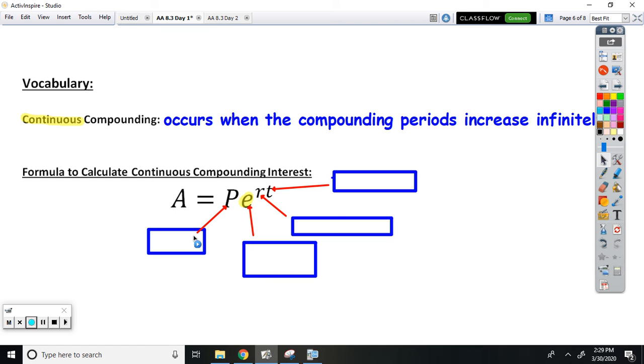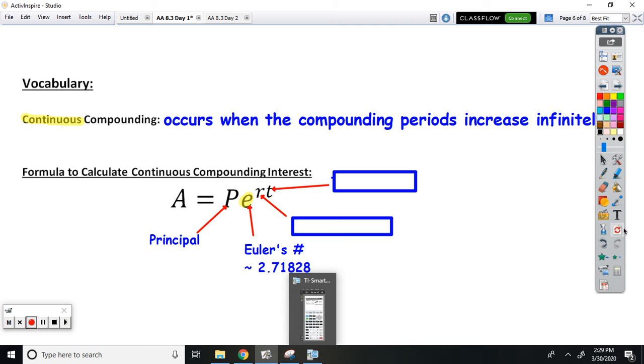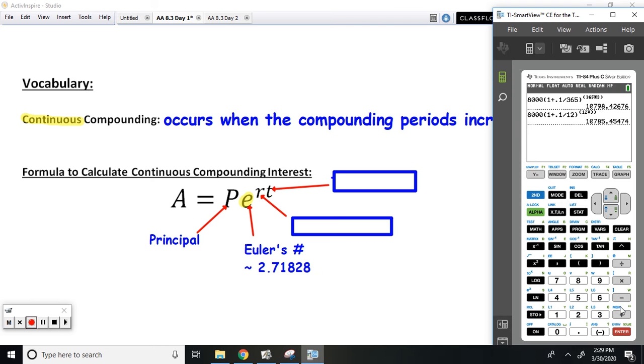Okay. So this is called the PERT formula. Some of you that took pre-calc may have learned this already. P still stands for our principal. E is actually a constant. This is Euler's number, depending on how you pronounce it. It's kind of like pi in the fact that it's an irrational number that goes on forever. It is actually a button on our calculator. To get the E button, you press second and the division sign, which will get us E. And if you hit enter, you'll see there's the number.